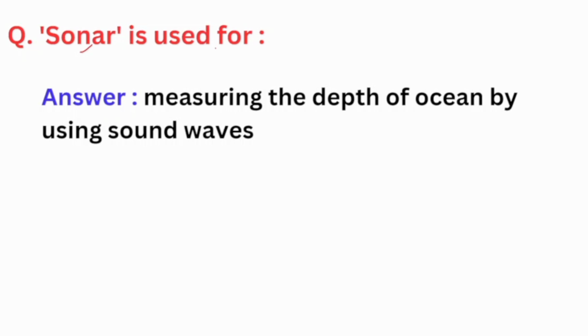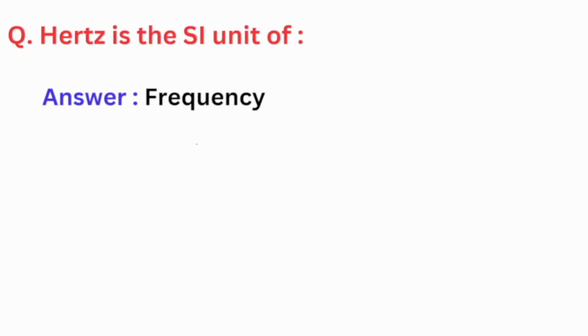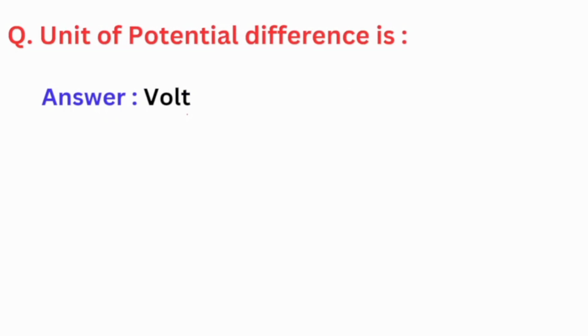Sonar stands for sound and navigation ranging, and it is used to measure the depth of ocean by using sound waves. Next is hertz, the SI unit of frequency. Unit of potential difference is volt.